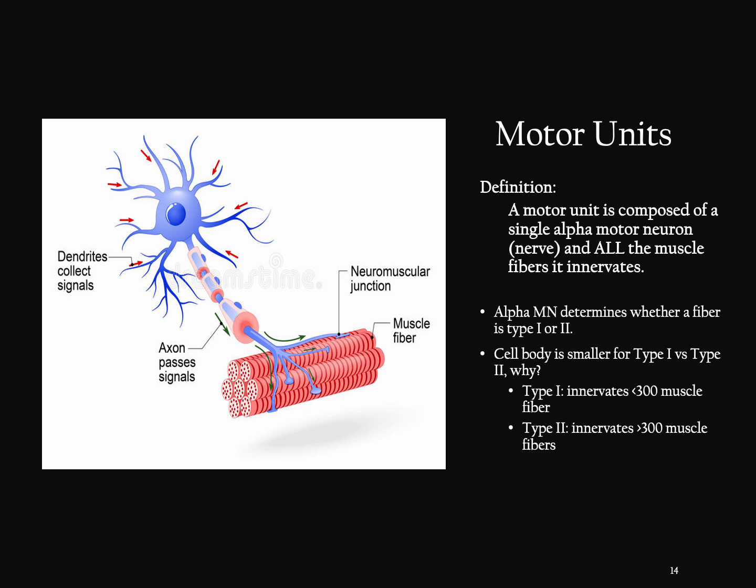So an alpha motor neuron determines whether a fiber is type 1 or 2. The cell body is smaller for our type 1 versus our type 2, right? So we have this collection of signals in our cell body, and we'll break down a neuron in a little bit. But type 1 innervates less than 300 muscle fibers, whereas type 2 innervates greater than 300 muscle fibers. Therefore, we're able to produce a great deal more force with larger straw bundles, if you will, motor units.